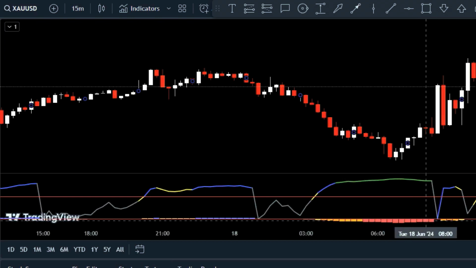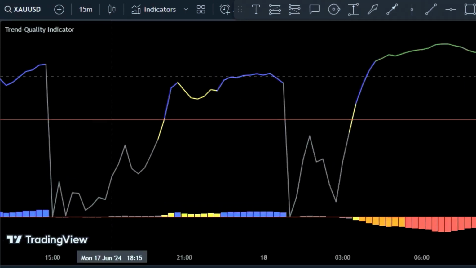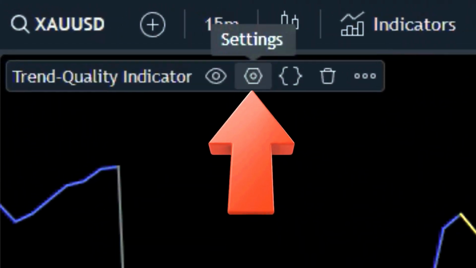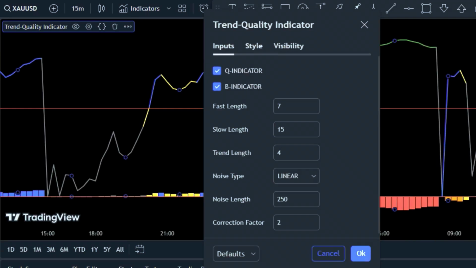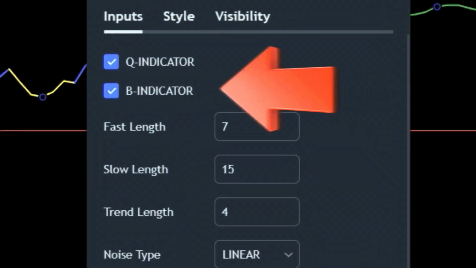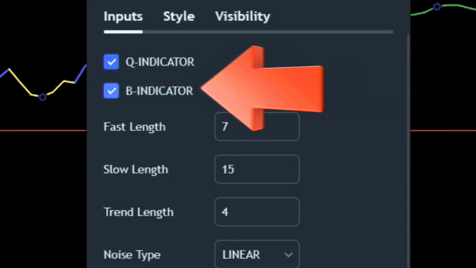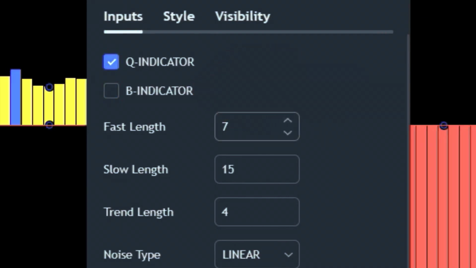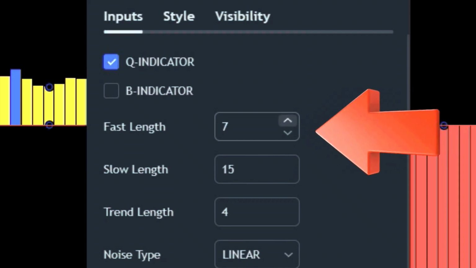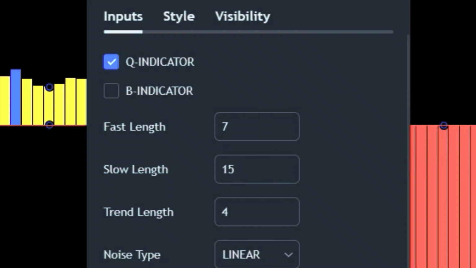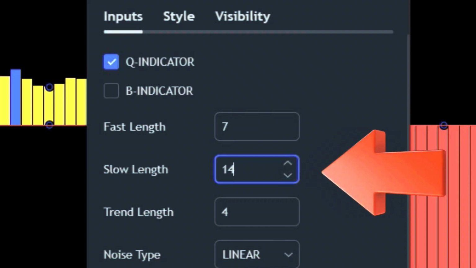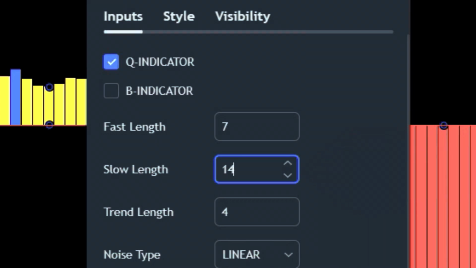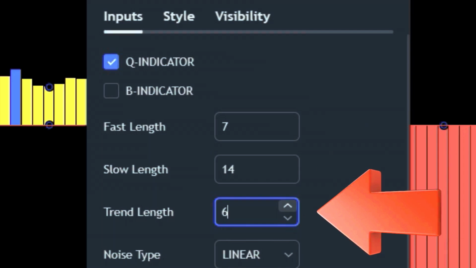Now that it's successfully added, let's fine-tune the trend quality indicator to match your unique trading style and ensure it provides the most accurate signals for your strategy. Access the indicator settings by clicking the gear icon. Here's how you can do that. First, head over to the input section and turn off the B indicator option. Next, change the fast length to 7. And then the slow length to 14. After that, adjust the trend length to 8. This will help the indicator work better with your trading strategy.